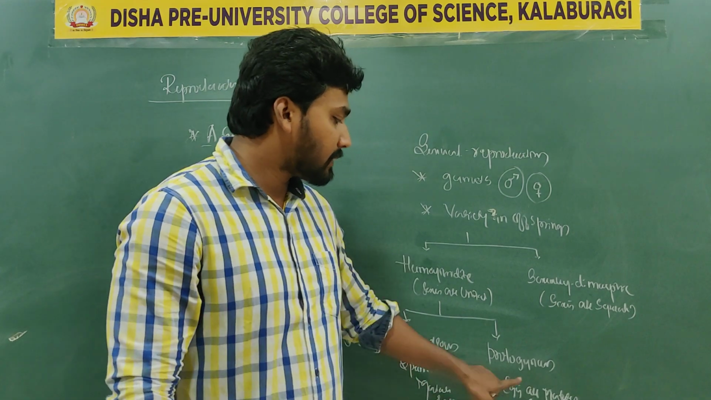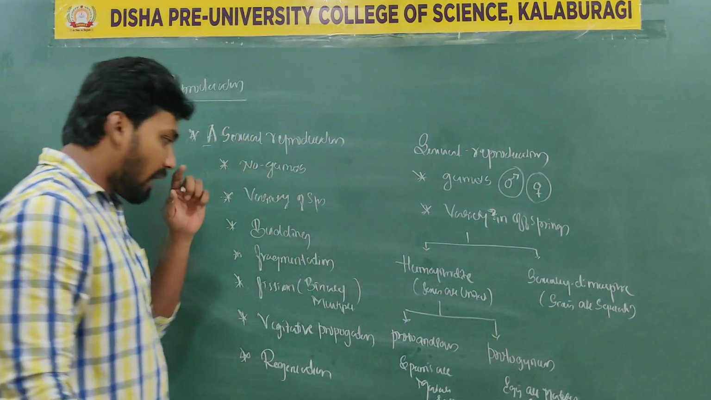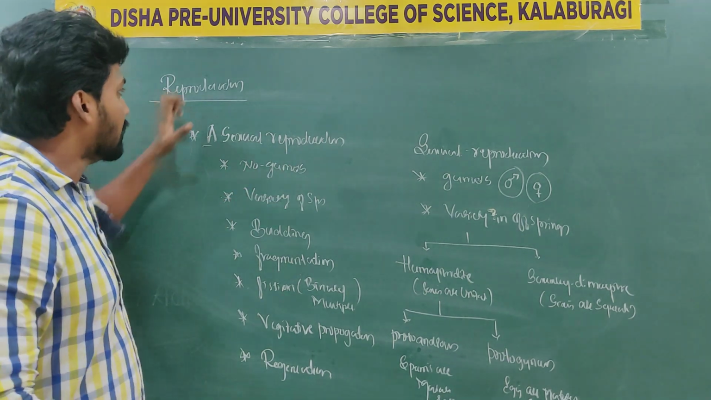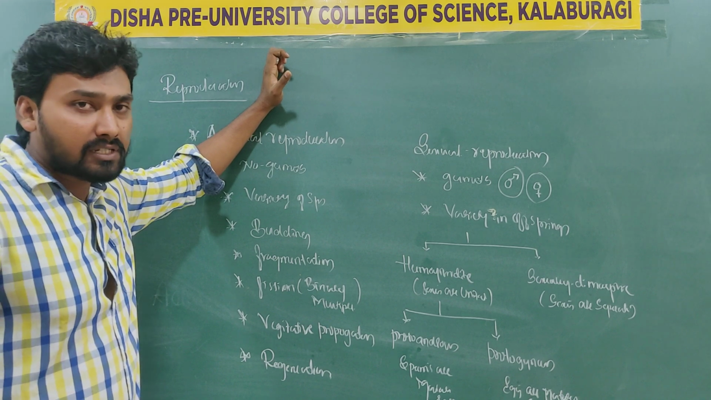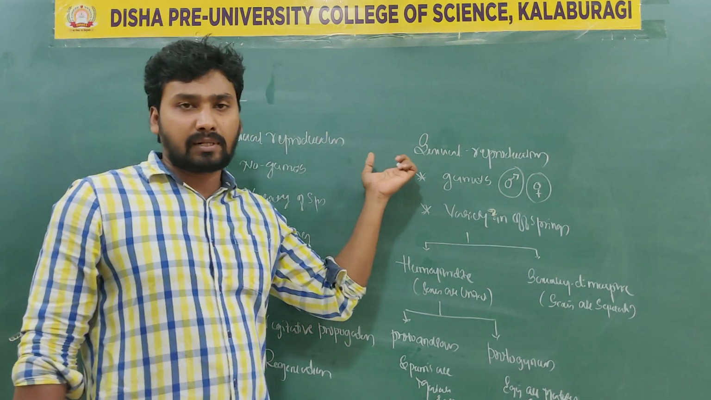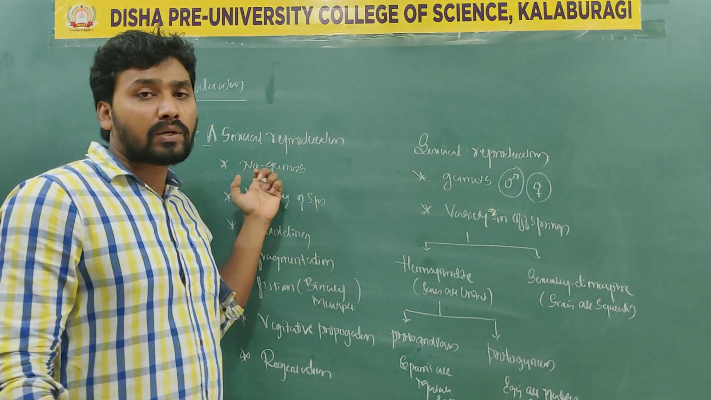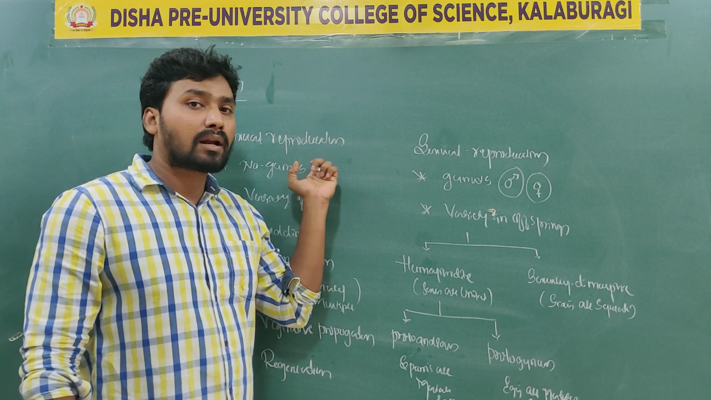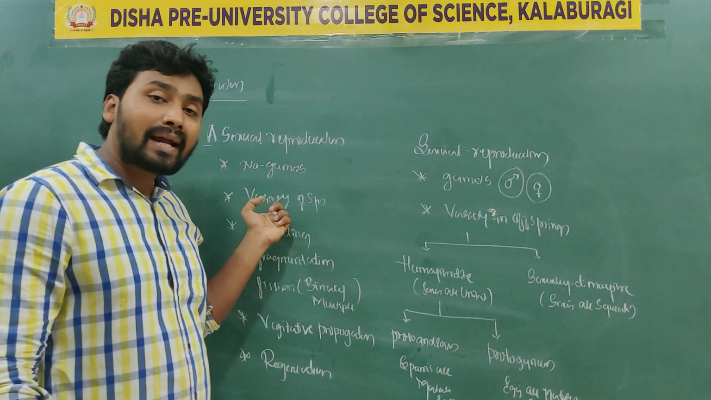So this is the best example for the proto-gynous condition. Now, this is on the basis of reproduction. Reproduction is a vital physiological process in which animals are classified as asexual reproduction and sexual reproduction. Asexual reproduction is one in which there is no involvement of gametes. Sexes are not involved in the formation of young ones, and there is no variety in the species.